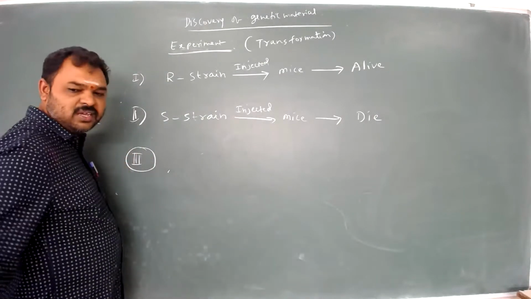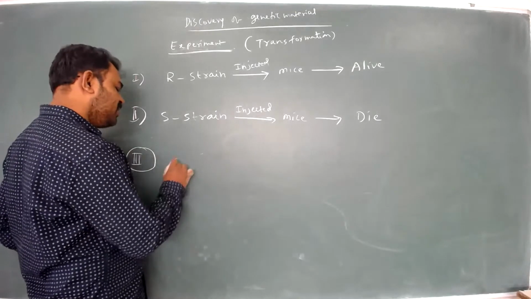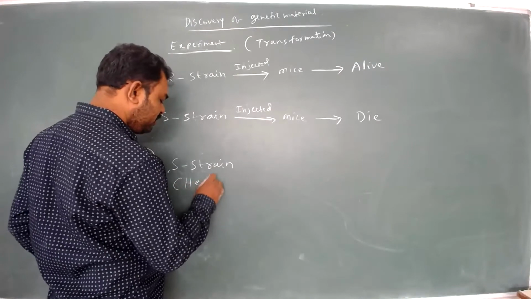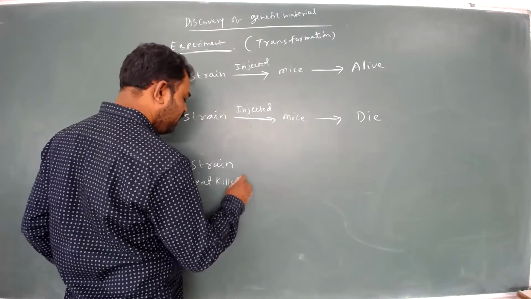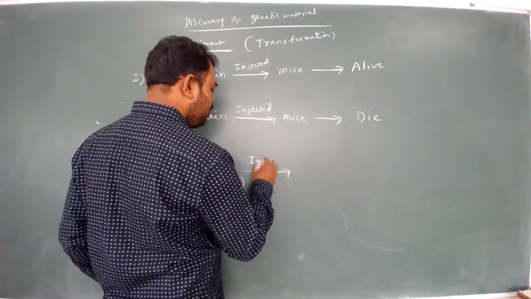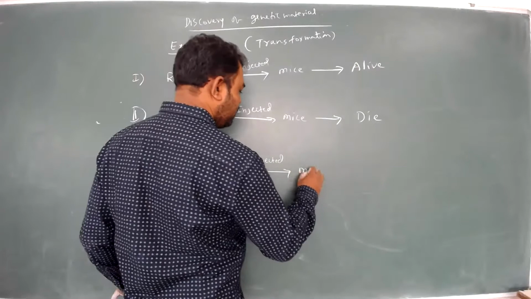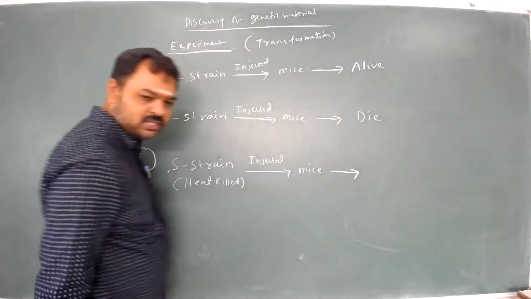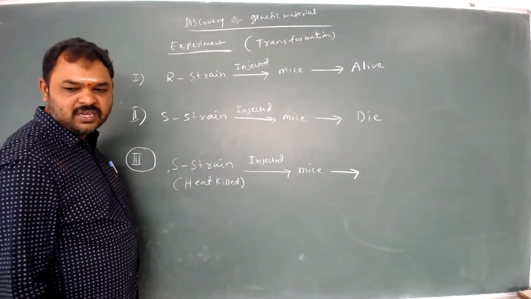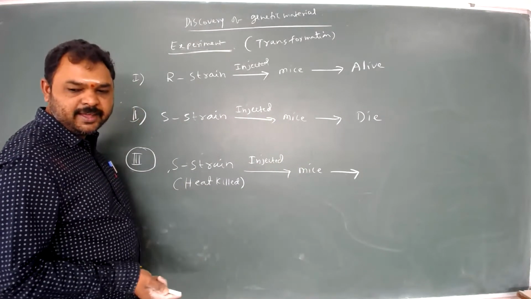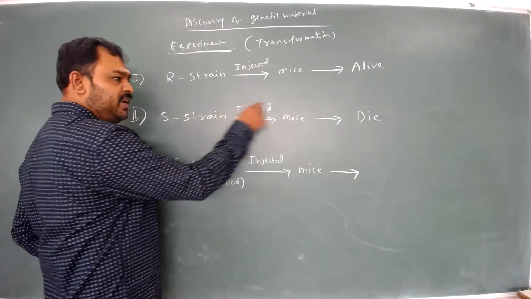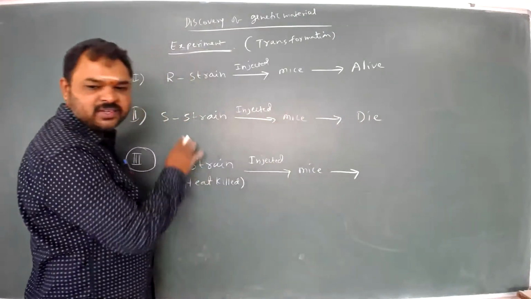Now, next, case 3. You have to see this S strain. This was heat-killed. S strain, heat-killed, injected into mice. What would be the result? Are the mice alive or dead? They would be alive. Actually, the strain is harmful, and when injected into mice it should cause death because it causes pneumonia.